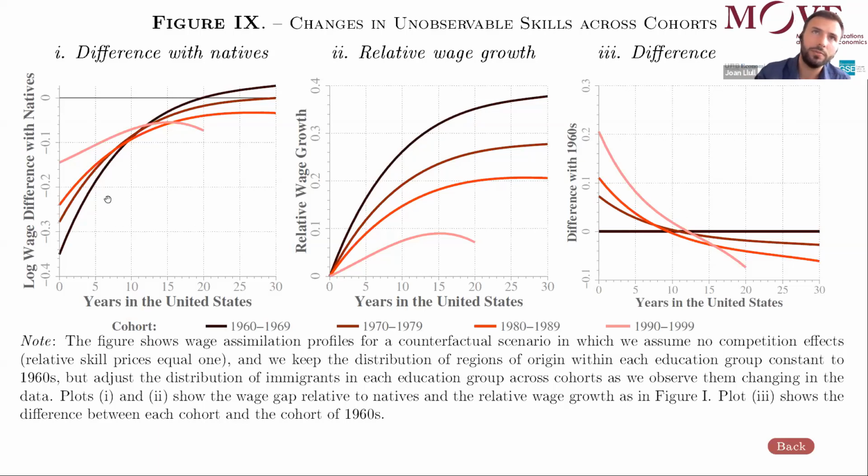What you observe here is that, contrary to what we normally observe in the literature, those cohorts are more positively selected over time. So the initial wage gap is not wider, it is less wide than before. The initial gap for those arriving in the 1960s was 34%, then 28, 24, and then 14. As a result, the speed of assimilation is slower.